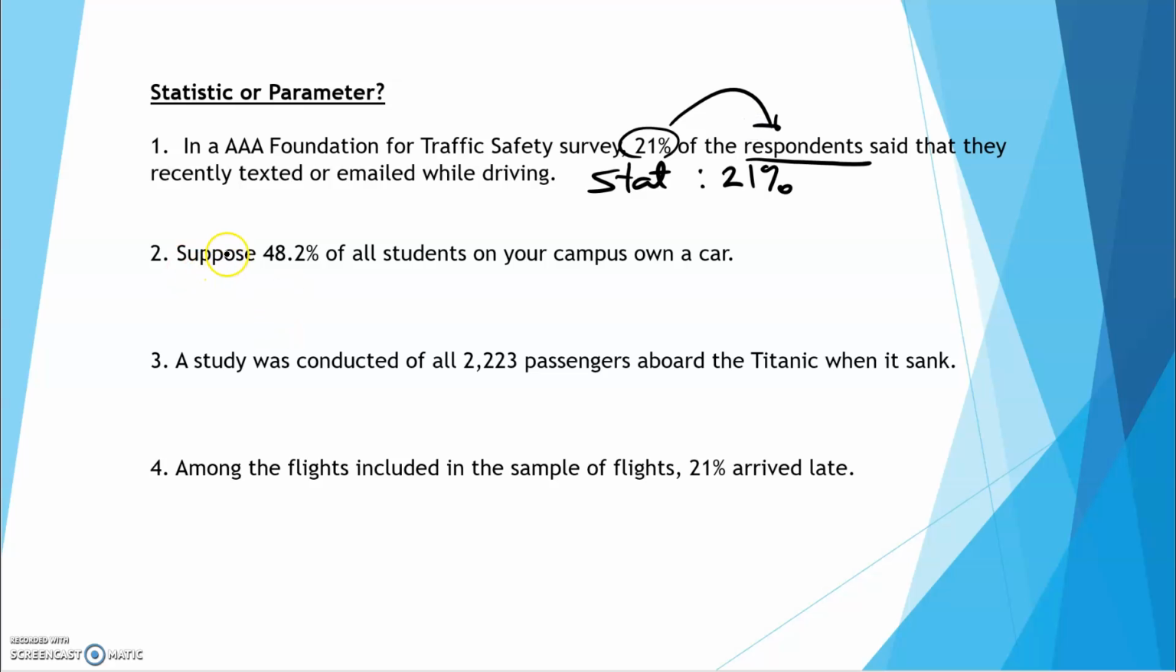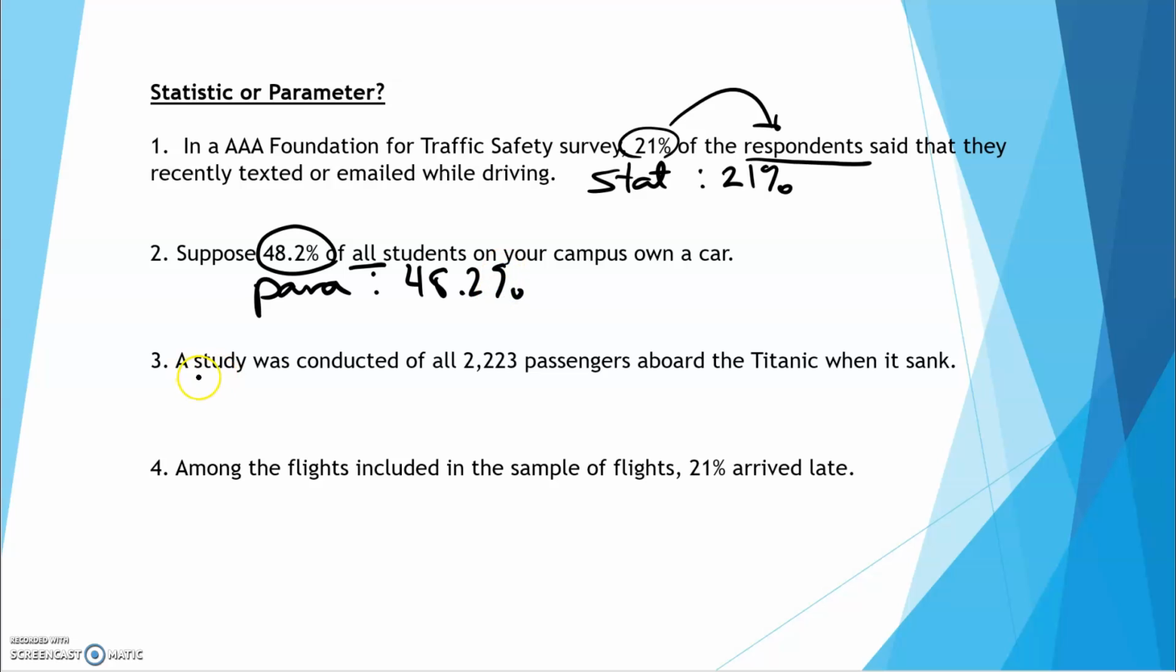Okay, number 2. Suppose that 48.2% of all students on your campus own a car. Okay, so every single person on the campus, they looked at every single person, so that's our population. Okay, so since it's a population, this number is being used to describe that population. We're talking about a parameter. So our parameter is 48.2%.